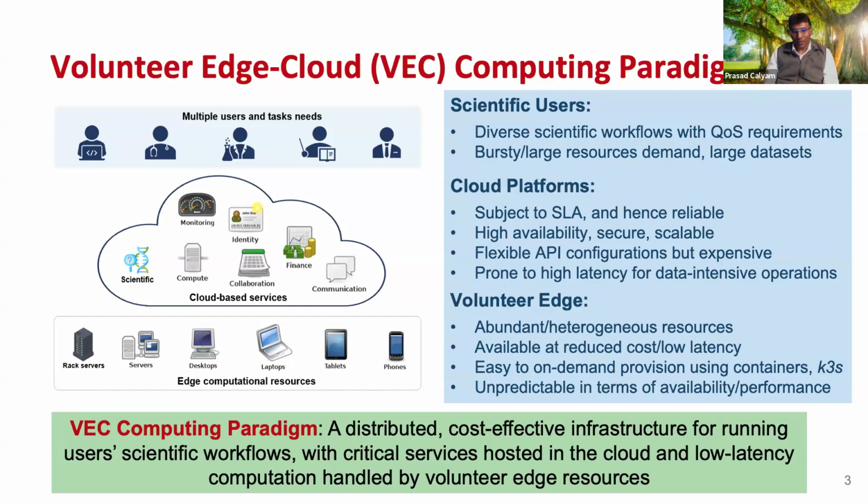So in essence, the VEC computing paradigm brings the best of the cloud platforms as well as the volunteer edge resources, and creates an infrastructure for science that is distributed, geographically distributed, and cost-effective, where we can run scientific workflows. We can have certain critical services in the cloud, but run a lot of the low latency operations on these volunteer edge resources. This is the idea of volunteer edge cloud computing.